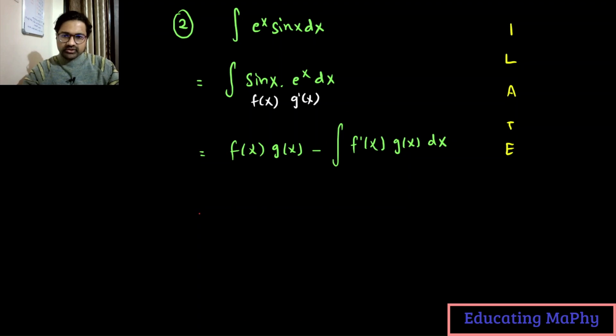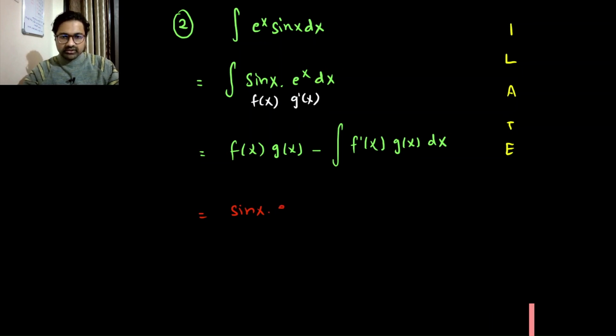So let me go ahead and change the color over here. That's f(x), that's sine x. And what is g(x)? Remember that g(x) is the antiderivative of g prime x, and g prime x is e raised to x. So what is the antiderivative of e raised to x? E raised to x is a really special function, right? Its derivative is also e raised to x, and its antiderivative is also e raised to x. So here we write e raised to x minus integration of f prime of x.